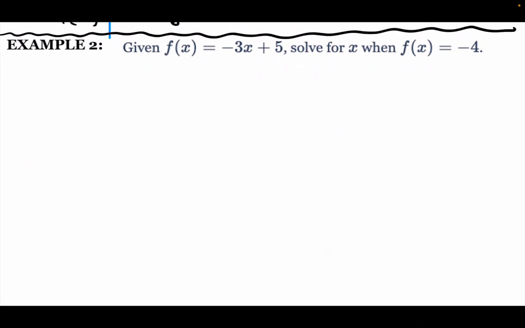Okay, so here's the function here. It says solve for x when f of x is -4. So -4, now, is -4 x or is -4 y? There's a couple different ways to tell. So there are x's, right? It's actually y. -4 is actually y. How do we know? This is how we know.